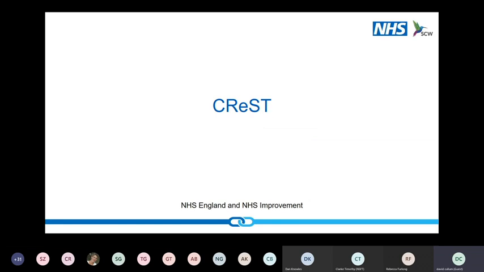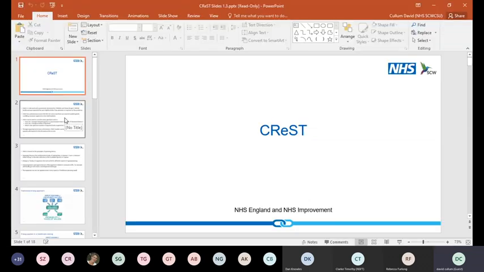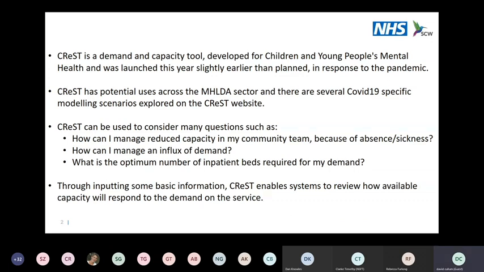So this is the outline. CREST is a demand and capacity tool developed for children and young people's mental health and was launched this year slightly earlier than planned in response to the pandemic. From my point of view, we were just finalising the tool when the lockdown came.